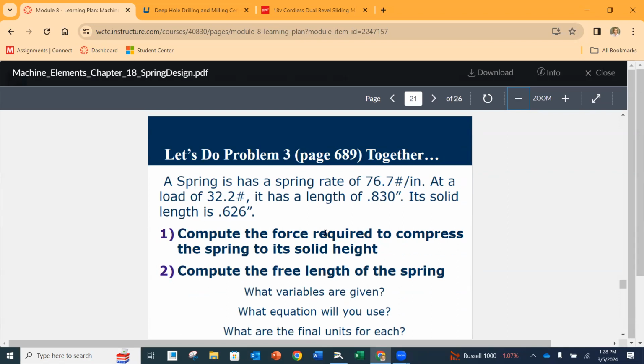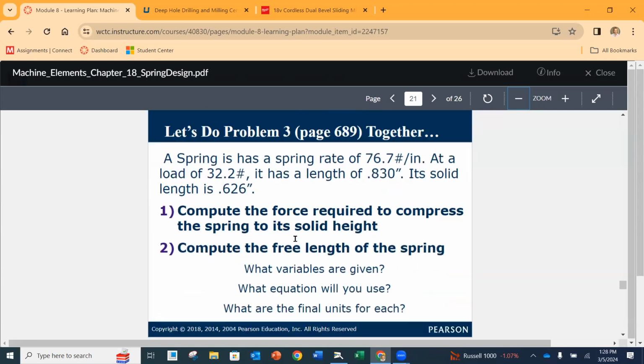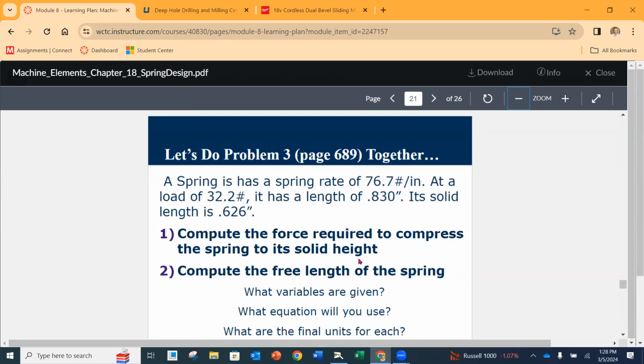Okay. This one, a spring has a spring rate of 76.7 pounds per inch. At a load of 32.2 pounds, it has a length of 0.83 inches. Its solid length is 0.626 inches. They want us to compute the force required to compress the spring to its solid length, and they want us to compute the free length of the spring. So 2 parts to this one. We'll do the first part first.